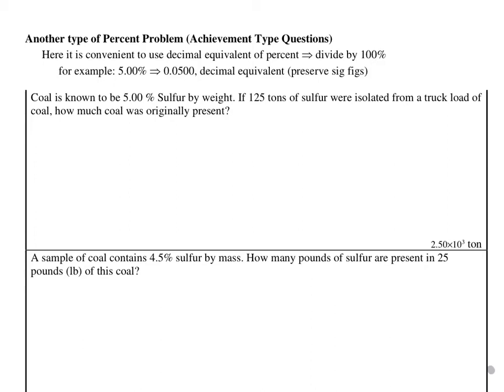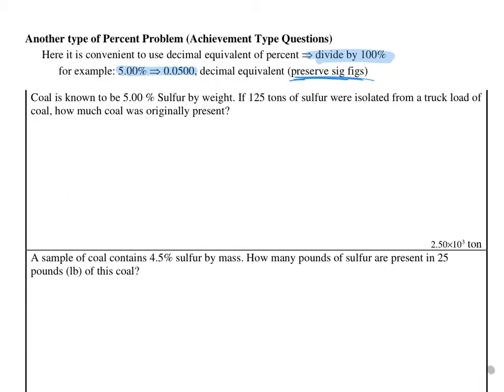In this type of percent problem, the mixture is already made. And I'm going to suggest an easy way to solve these is to use the percentage as a decimal equivalent. To do that, you divide by 100%. So, for example, 5.00% is equivalent to 0.0500. And you want to make sure that you preserve the sig figs when you do this conversion.